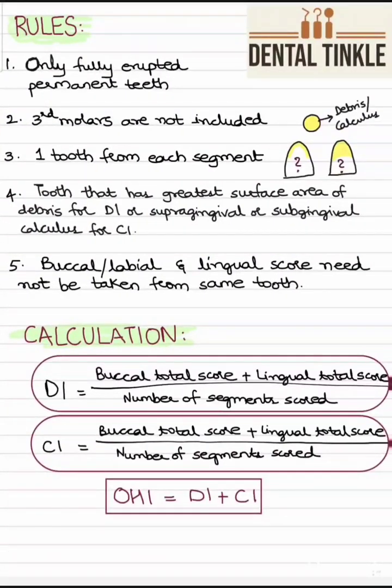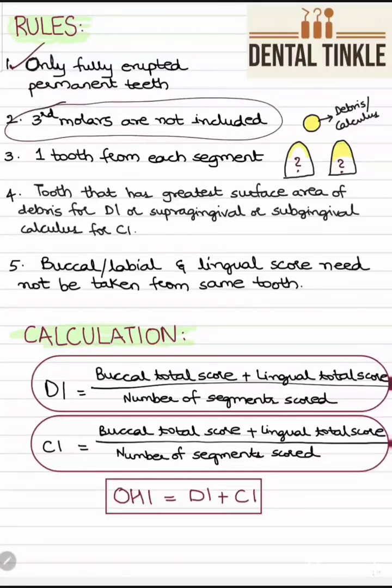Now coming to the basic rules, only fully erupted permanent teeth are selected for the examination. As I have already told, third molars are not included as a part of the examination. And we have 6 segments and we have to select one tooth from each segment. And what is that one tooth? The tooth that has the greatest surface area covered by debris is selected for the debris index, whereas the tooth that has the greatest surface area covered by the supragingival or subgingival calculus is selected for the calculus index.